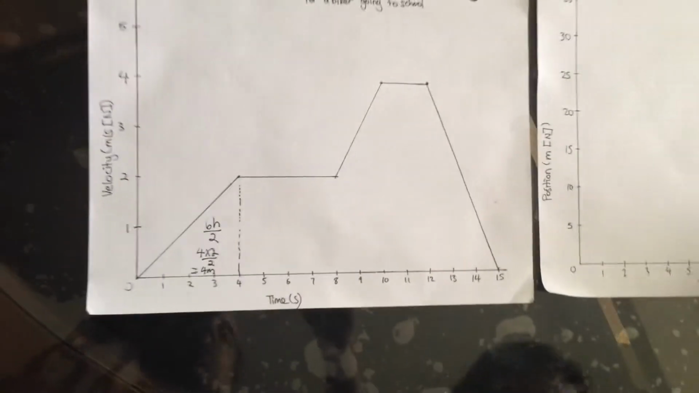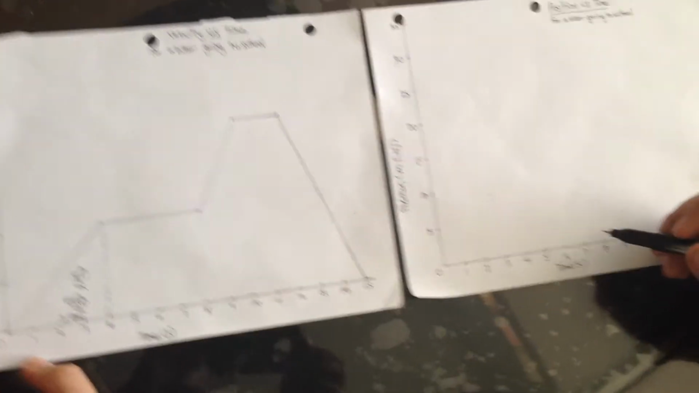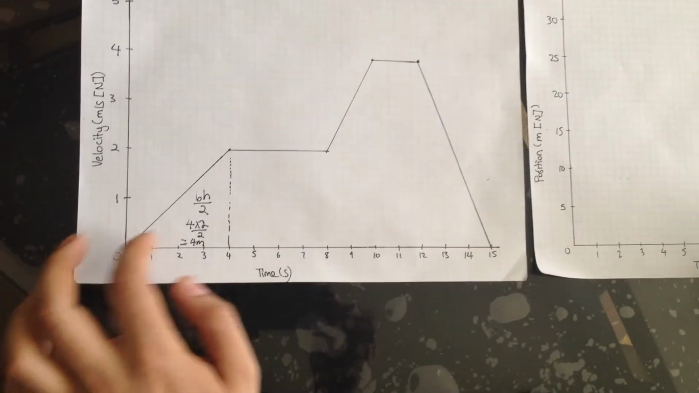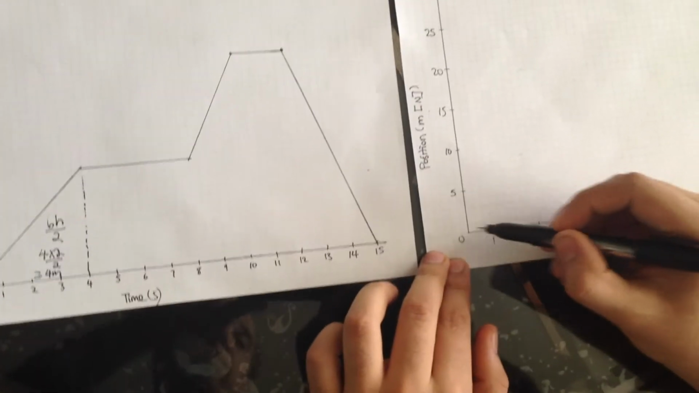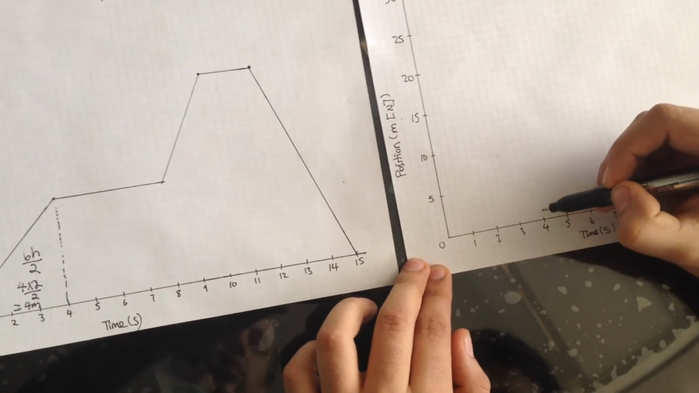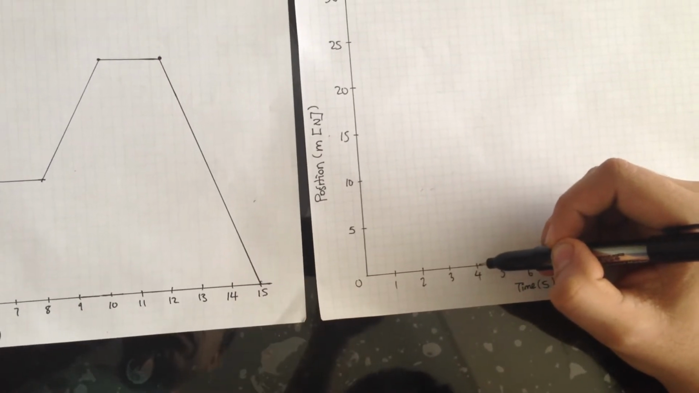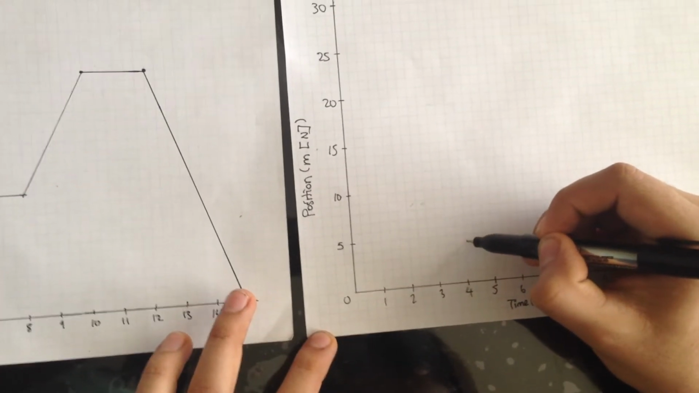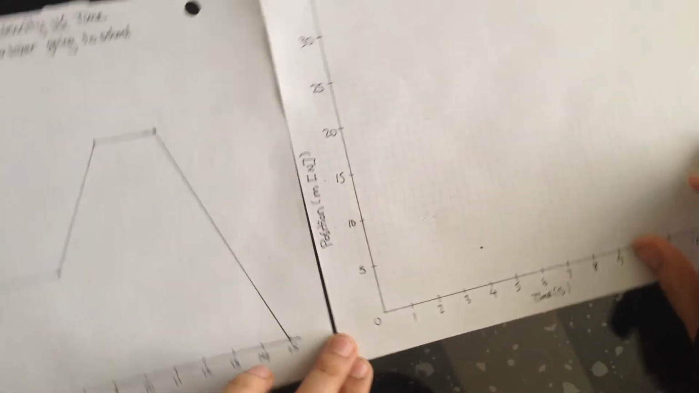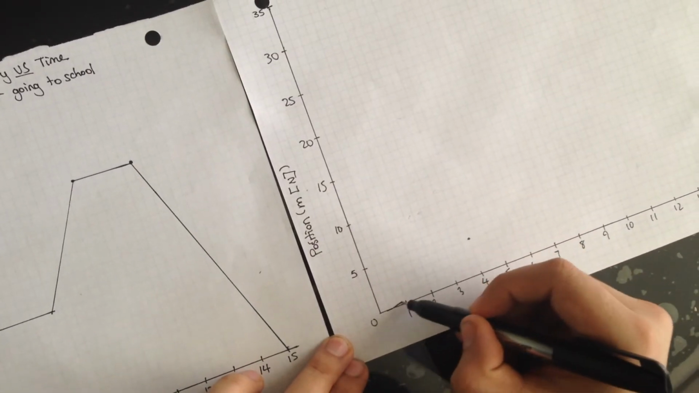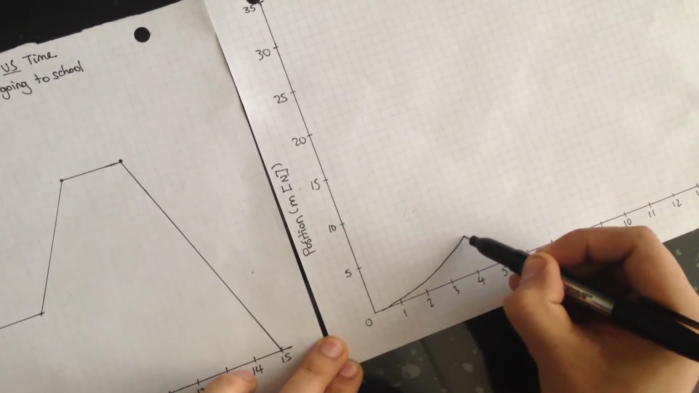For the position versus time graph, since it's accelerating here, we would have a curve. From 0 to 4 seconds, we have 4 meters. Therefore, here we go, we will have a curve.